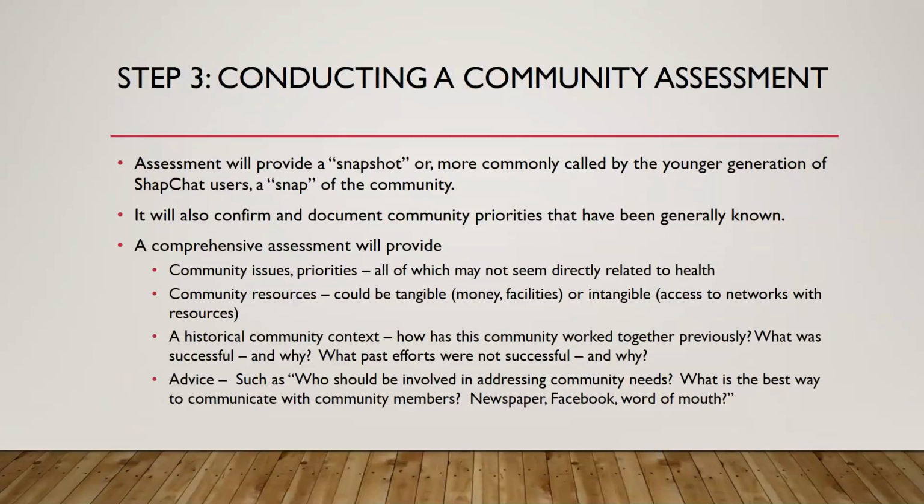But it also is an opportunity to confirm what you already probably know about your community, what those priorities are, and document that. And that will be really important as you get into the planning process to have a documentation of priorities, and even later when you're looking for external resources to help support some of the plans that you have. Typically, a comprehensive assessment will provide you with a ranking of community issues and priorities, but it will also identify community resources that can be brought to bear in any kind of intervention or initiative that you want to implement later.